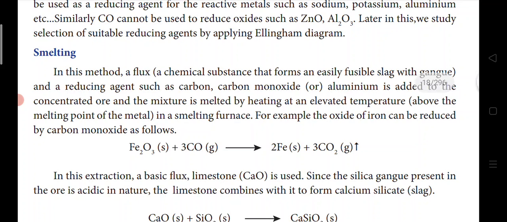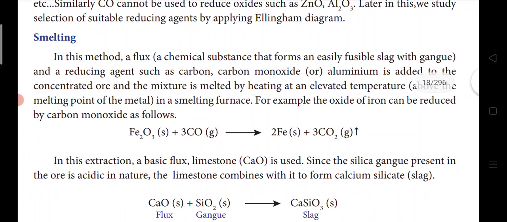So one such process for the conversion of metal oxides into its metal is smelting. In this method, a flux is added. What is a flux? It means a chemical substance that forms an easily fusible slag with gangue. So flux na நம்ம ஒரு substance add பண்ணுவோம், அது சேர்ந்து gangue ஓட mix ஆகி ஒரு complete ஒரு mass create ஆகுதுன்னா that we call it a flux.